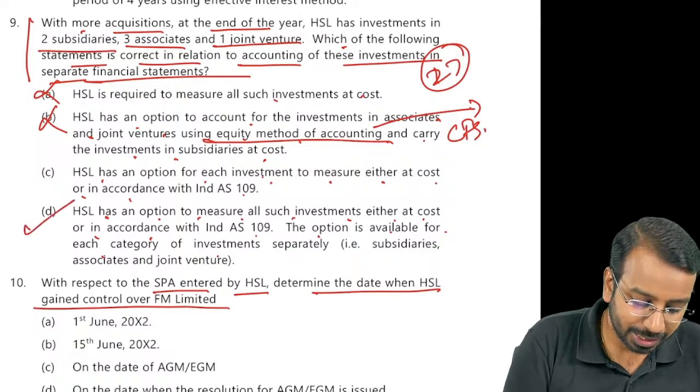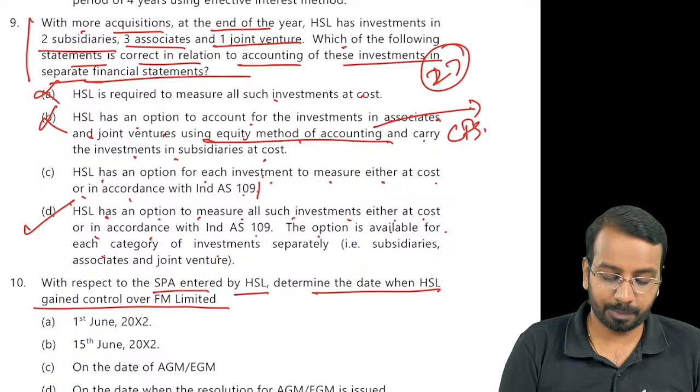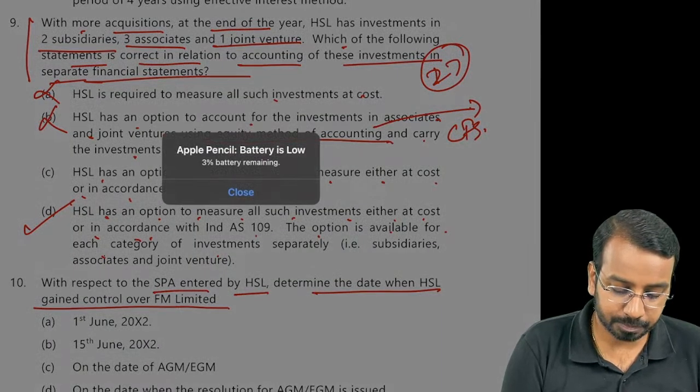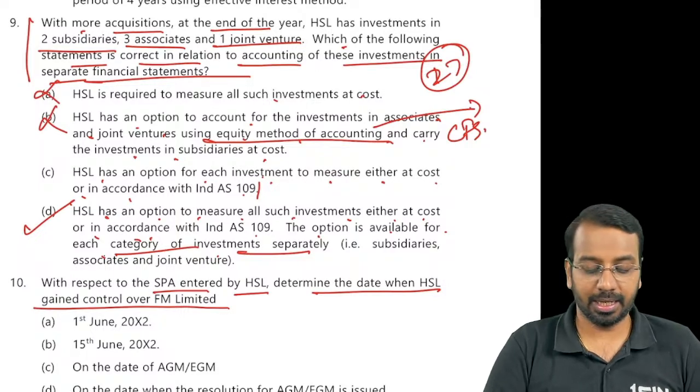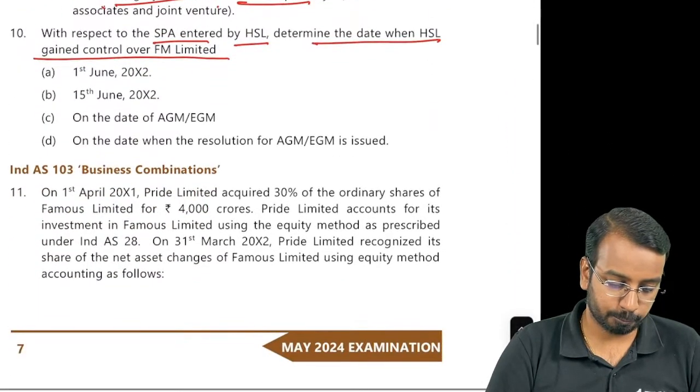So, this is the correct answer. This is incomplete. It has to be done by each category of investments separately, right? So that is the answer.